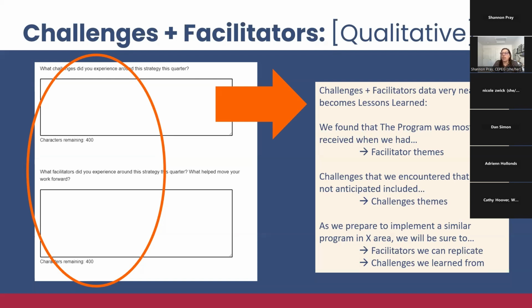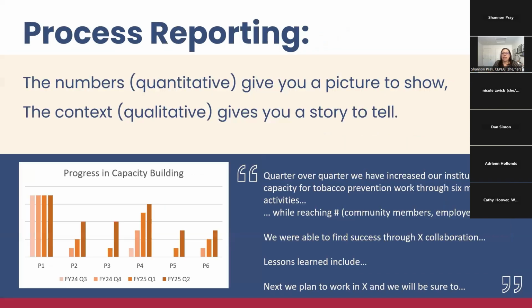And then as we prepare to implement a similar program in whatever area you're going to move to next, whatever the next level of the programming is, we'll be sure to, and then things that we want to be able to replicate, because we noticed that every time that we had a really on board, engaged champion, we had much better outcomes. Every time that we struggled to get in front of the city council, we really struggled to be able to make inroads in the area that we were interested in working in. So that's like a real quick brief version of it.